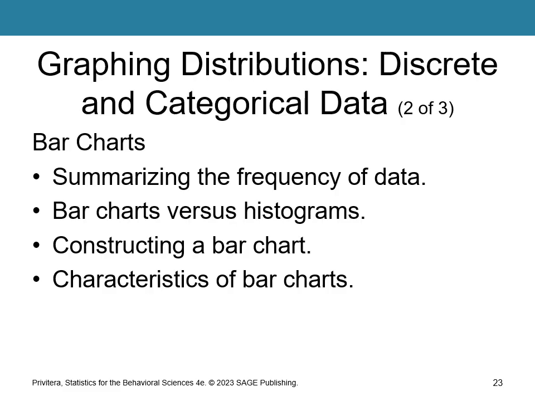To construct a bar chart, list the whole units or categories along the x-axis and distribute the frequencies along the y-axis. Bar charts have two main characteristics. Each class or category is represented by a rectangle, and each rectangle is separated along the x-axis. The bar chart is essentially a histogram with the bars separated, which makes it appropriate for summarizing discrete and categorical data.